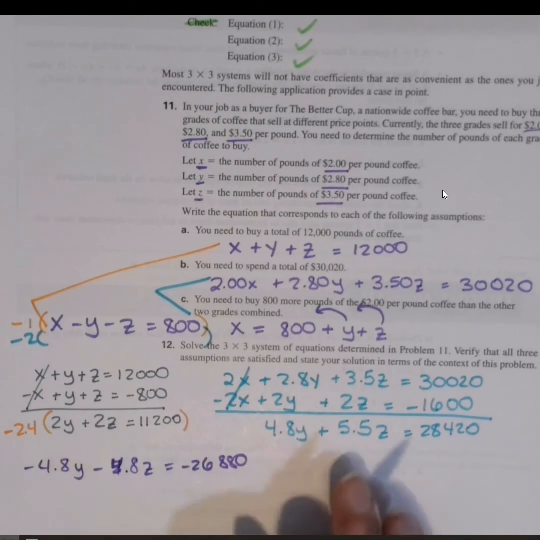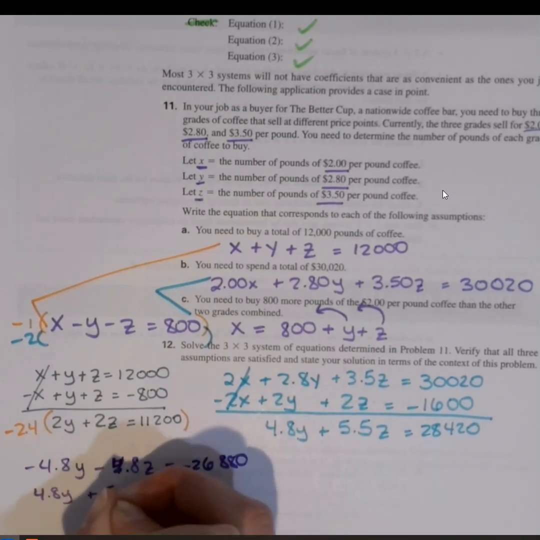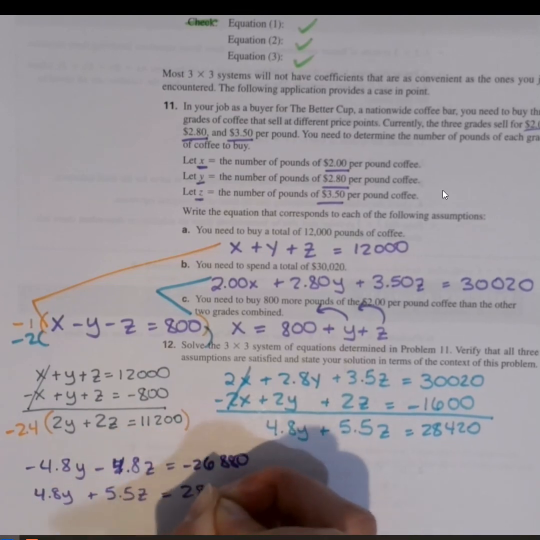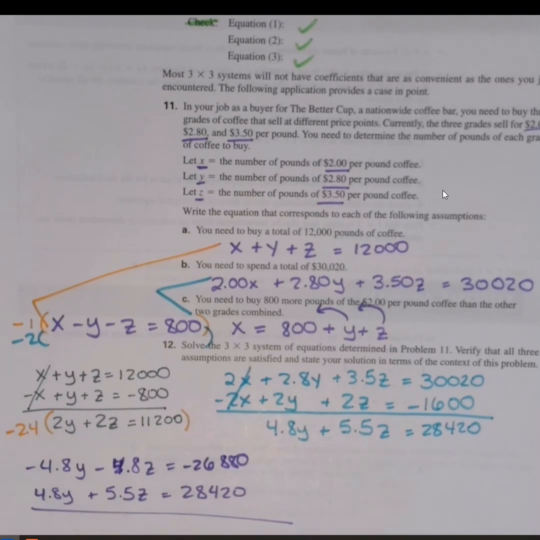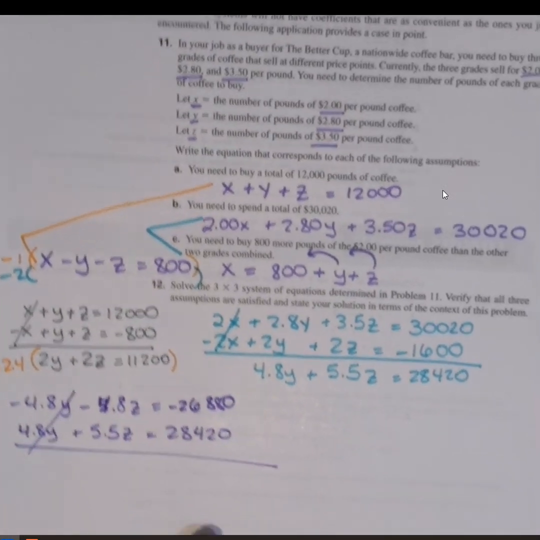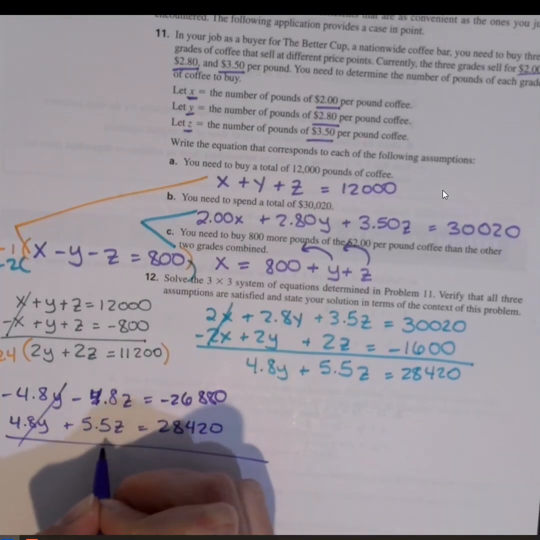And then I'm going to write this other equation down below it, the 4.8y plus 5.5z equals 28,420. We're going to add these up. Negative 4.8y and 4.8y add to 0. Negative 4.8z and 5.5z add to 0.7z.